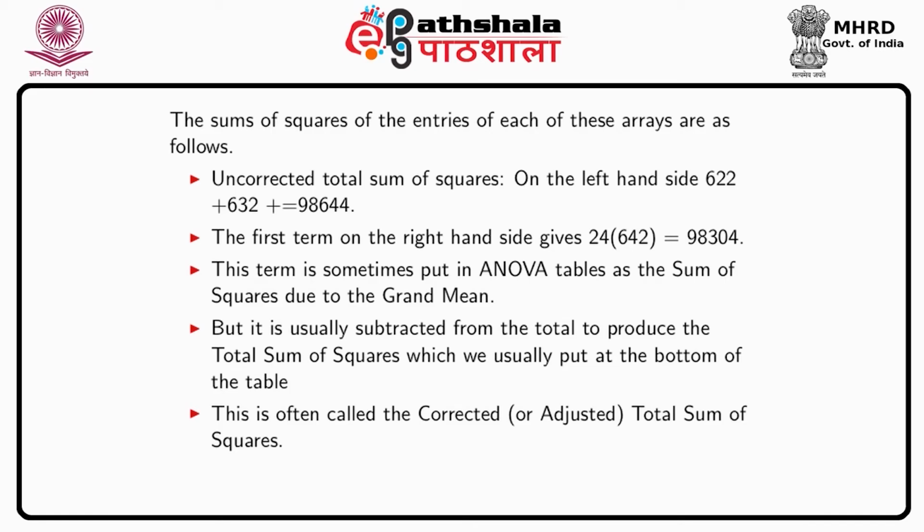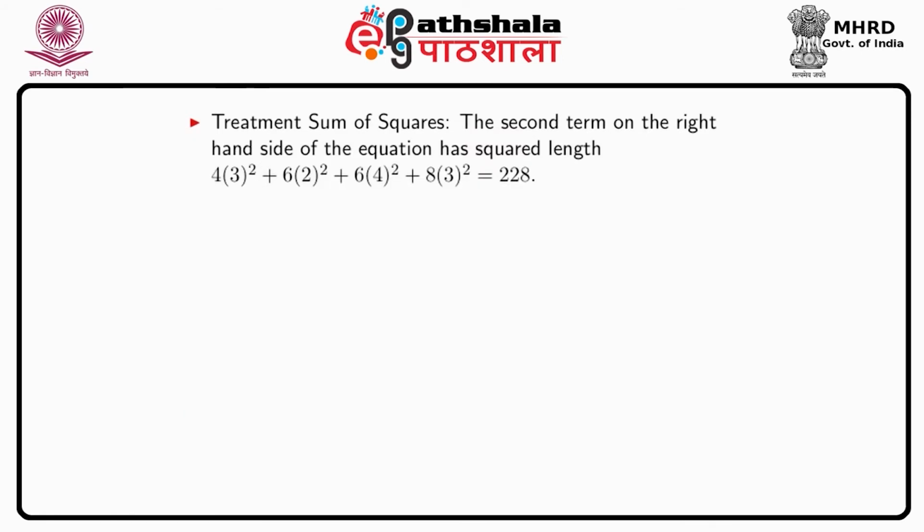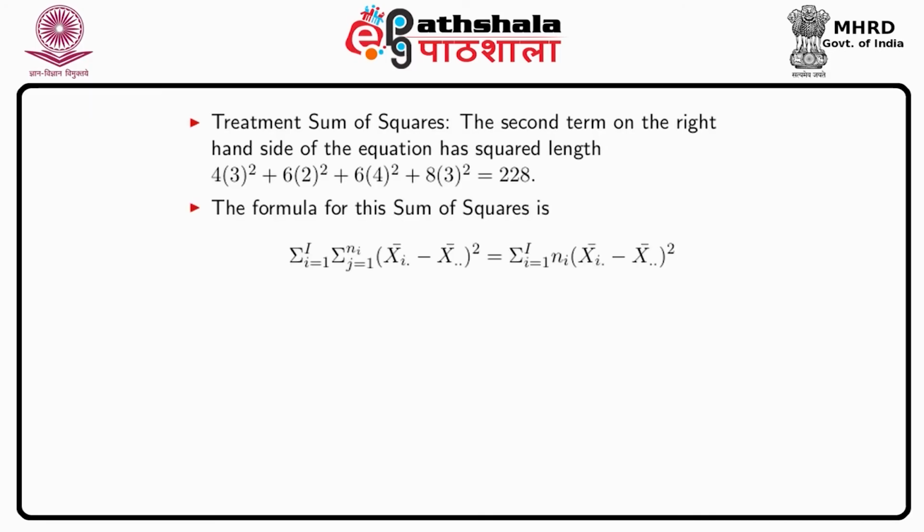Now in this case, the corrected sum of square is the squared length of the table given in the next slide, which is 340. Now talking of the treatment sum of square, the second term on the right hand side of the equation has squared length given by 4 times minus 3 square plus 6 times 2 square and so on, which adds up to 228. The formula for this sum of squares is x i bar minus x bar whole square, and we have taken the sum over all the different observations which belong to each of the diets, and also the sum has been taken over the 4 different diets. So what we have in effect is the sum over all the diets of Ni times Xi bar minus X bar square, where Ni stands for the number of observations belonging to each of the diets.